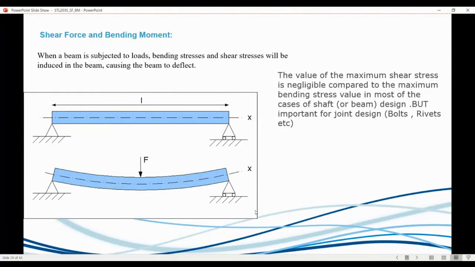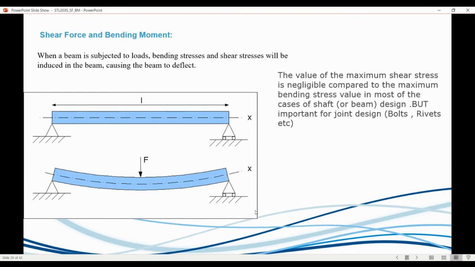So, taking all of that information, getting back to beams, right? Now we know what a beam is. You can see there's a roller support and we've got a fixed support. So let's see what happens when we apply a load on the beam. When a beam is subjected to loads, bending stresses and shear stresses will be induced in the beam, causing it to flex.